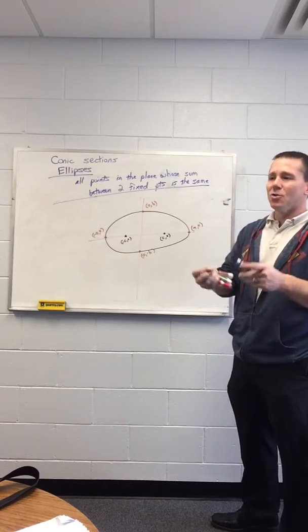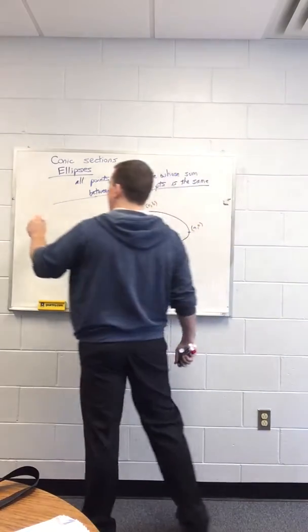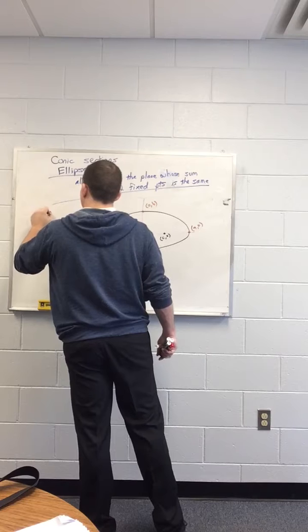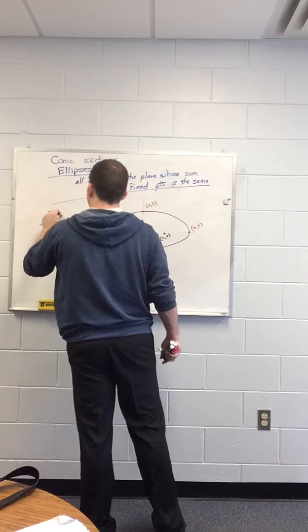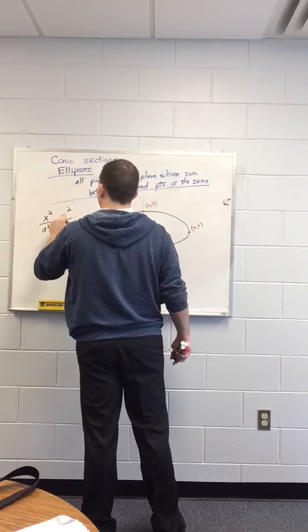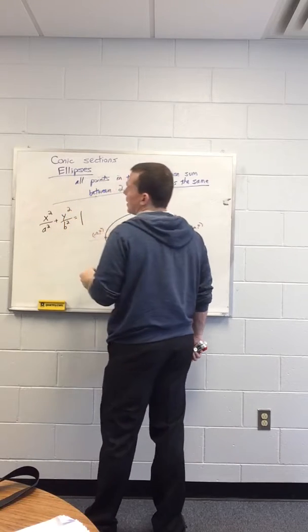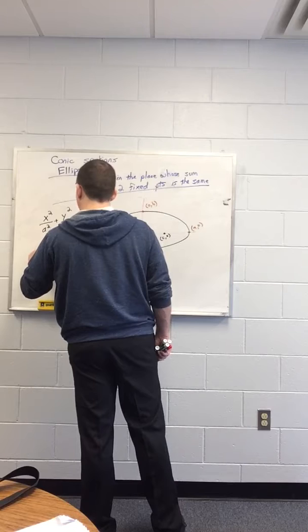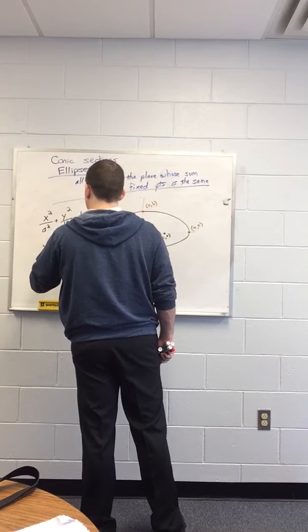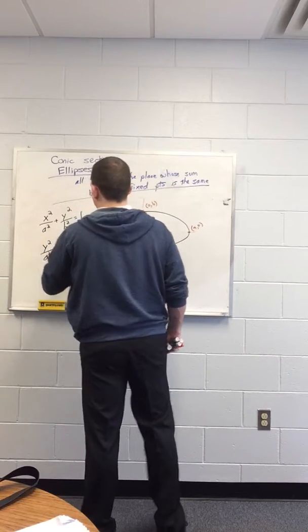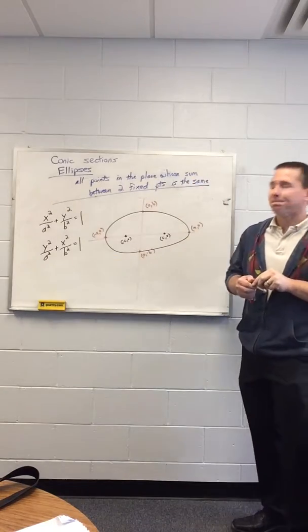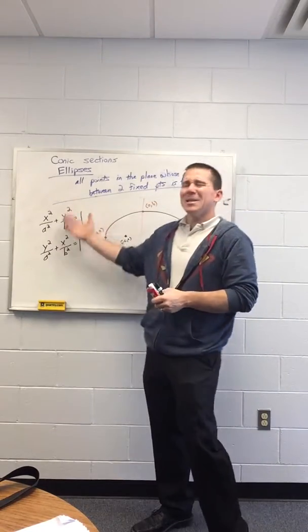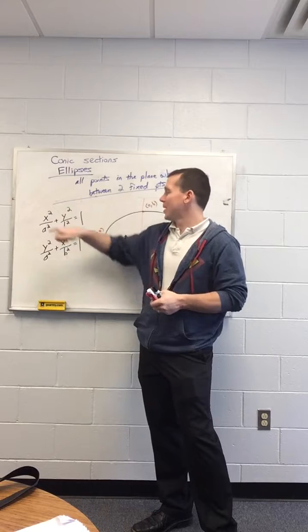As far as it goes, for my equation of an ellipse, we do this: x squared over a squared plus y squared over b squared equals 1. Or your book will give another equation, y squared over a squared plus x squared over b squared equals 1, right there. Ultimately, it doesn't really matter as long as you understand what's going on.